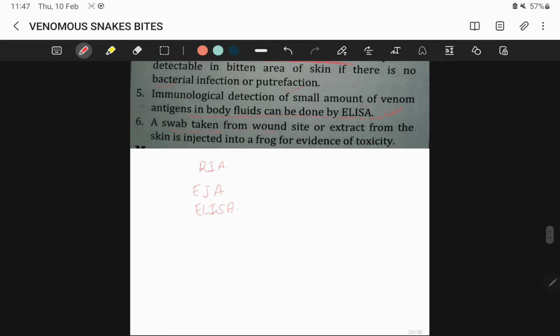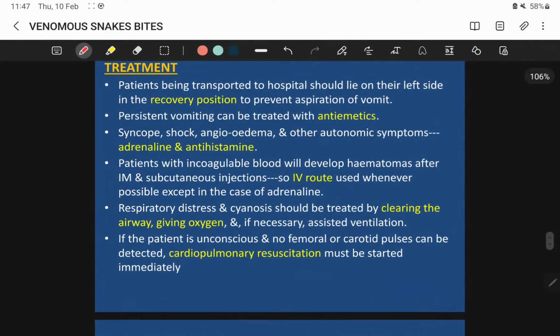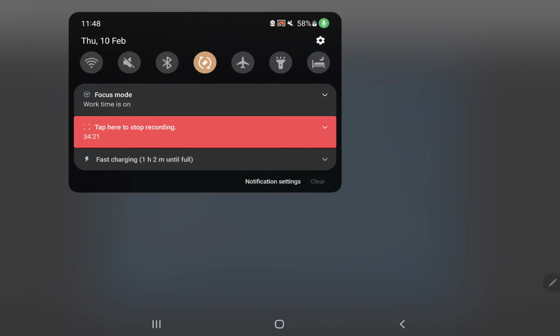And then a swab taken from the wound site, and an extract from the skin, is injected into a frog to see if it dies or not. So if it dies, it is toxic, right? In the treatment, again we will read about treatment.